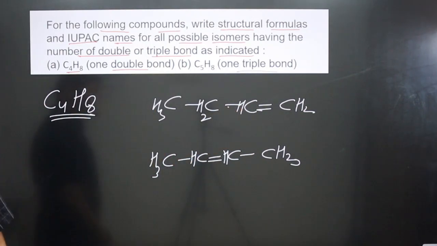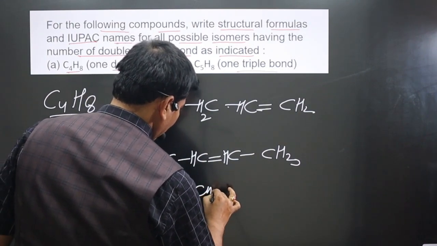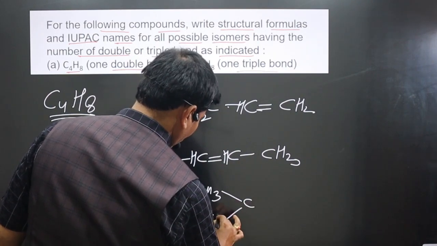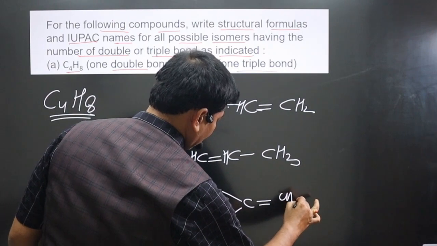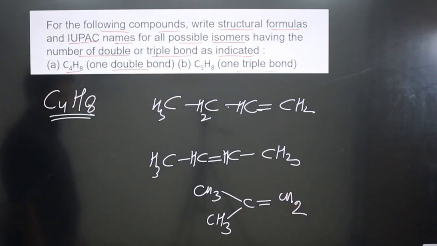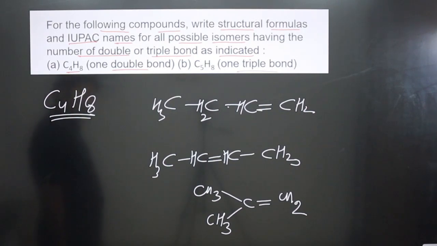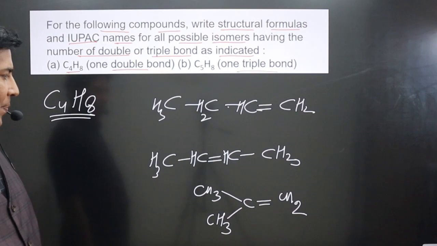So now we can do the branching. If I do the branching in this case, we have CH3 and an isopropyl-type branch, I can introduce it with the double bond, and this is CH2. This is the branching. Beyond this, branching is not possible because a limited number of carbons are there.